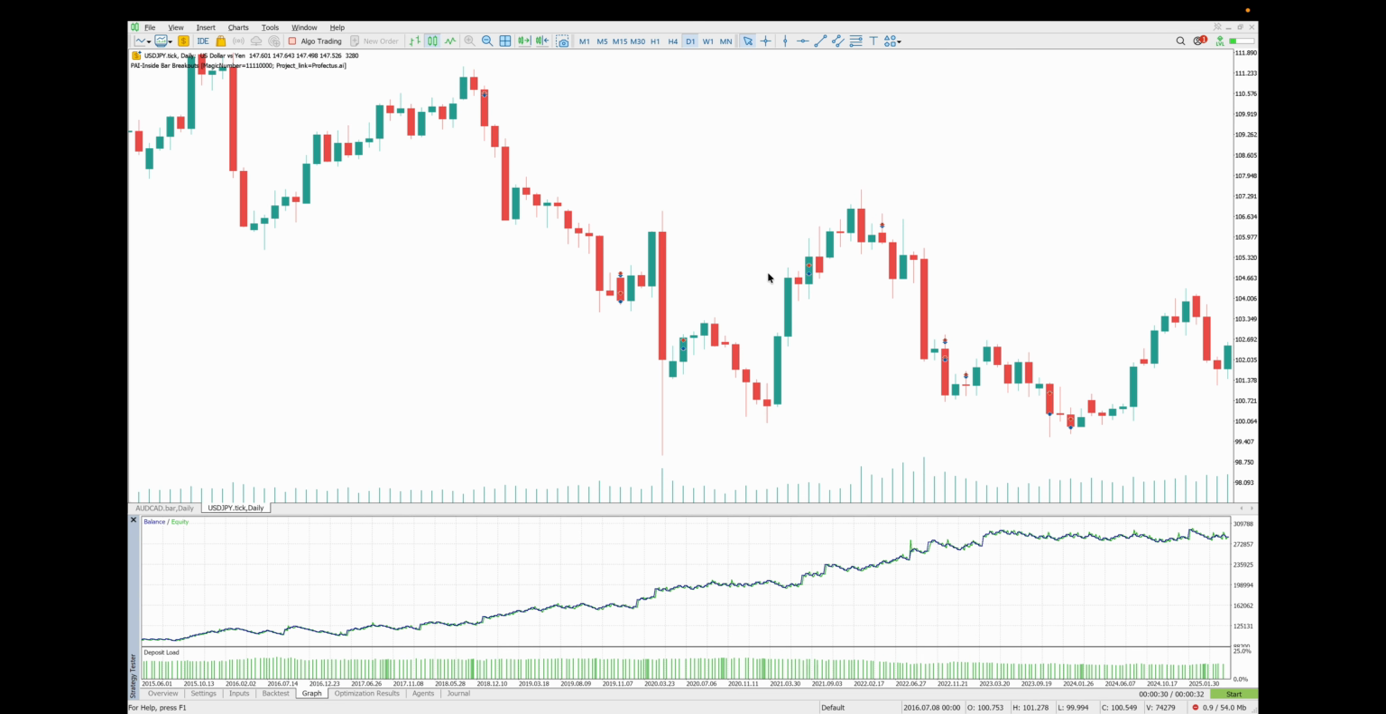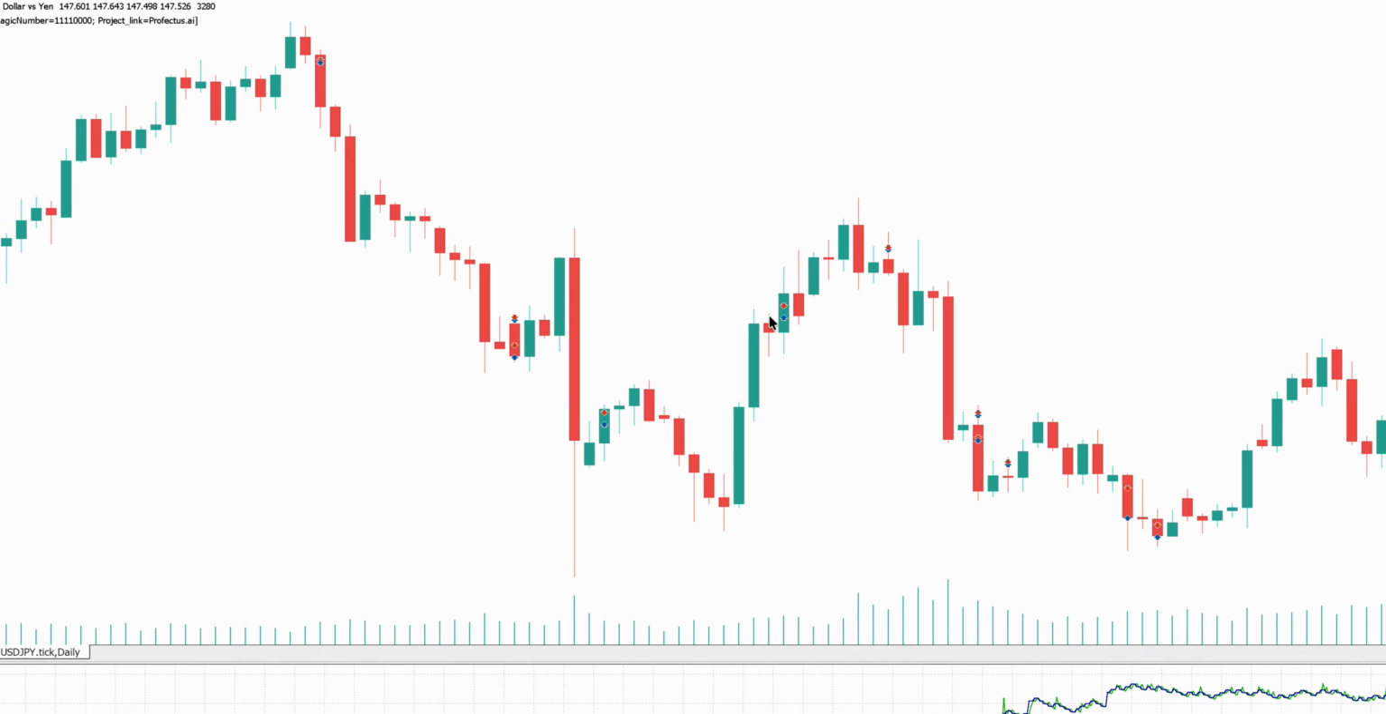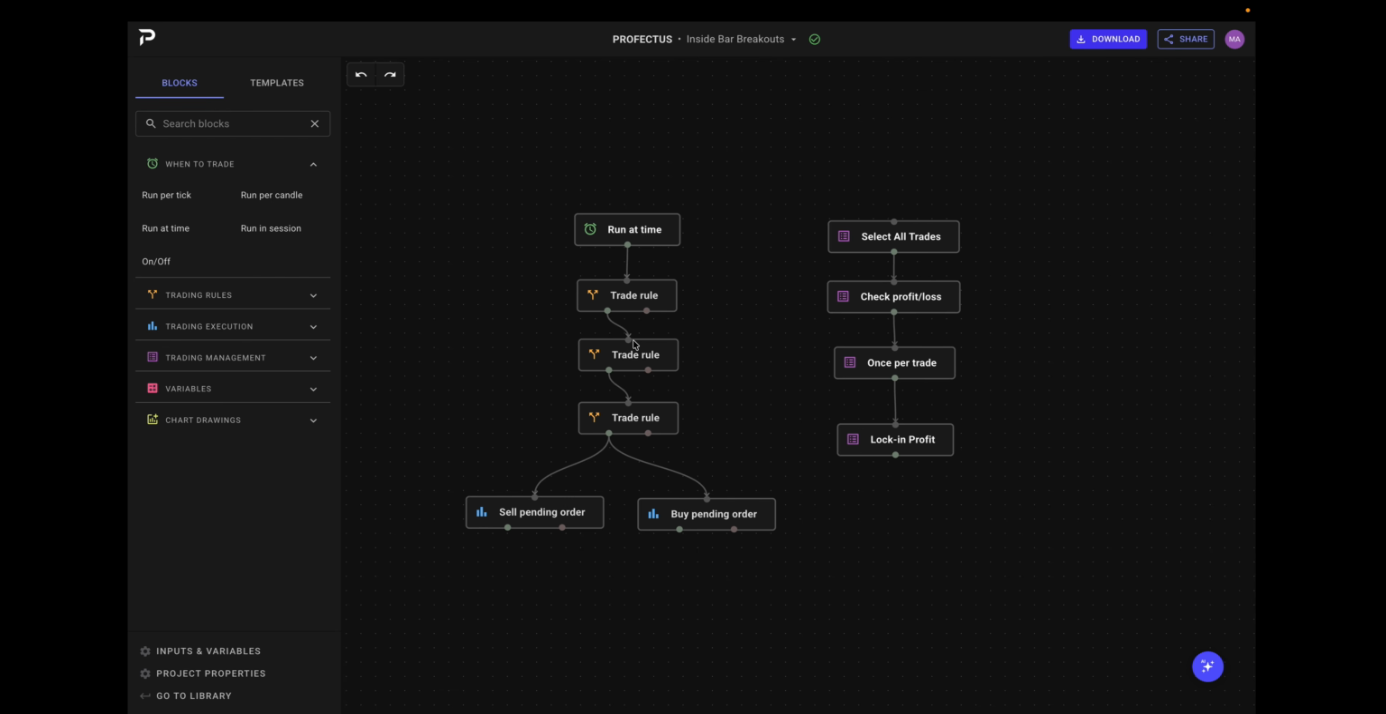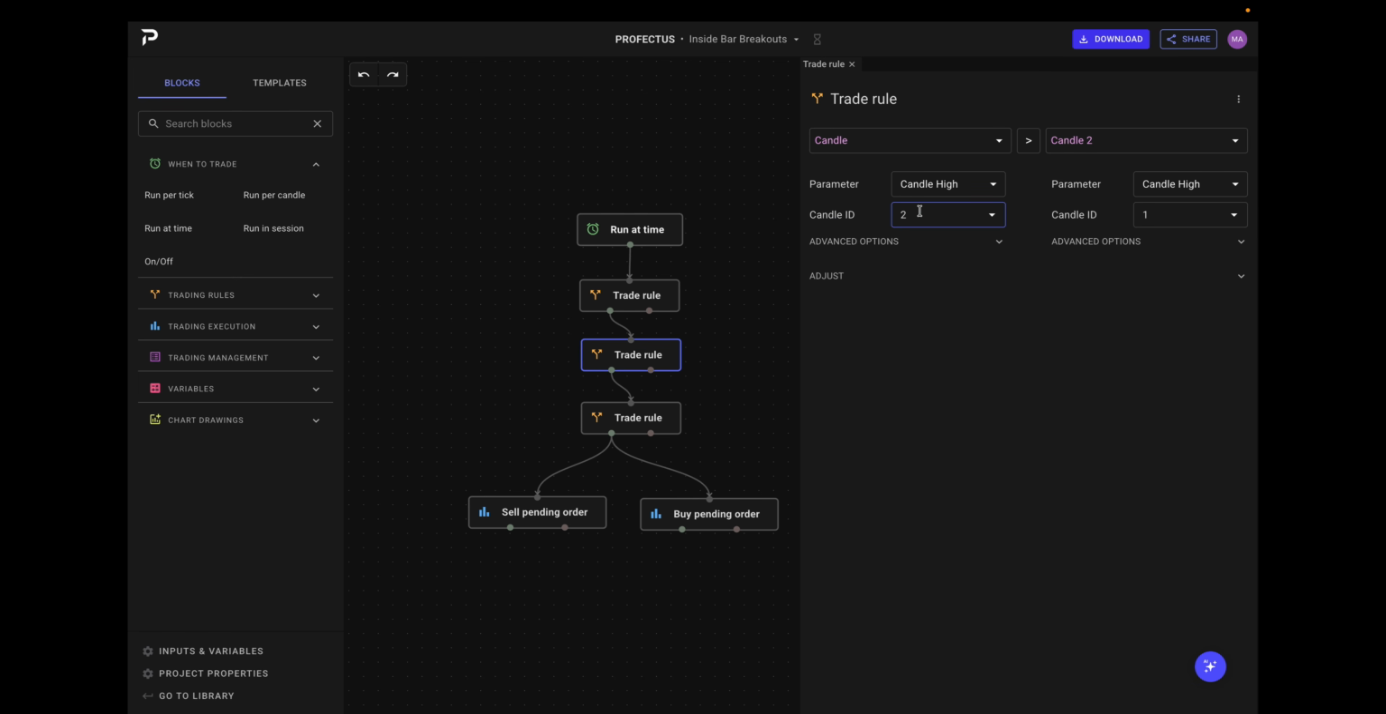If we go back to the charts here, you can see that this is indeed an imbalance. And this wick of candle 1 and this candle 2, at that moment of time, this high is lower than that one, and this low is higher than that one. And that's exactly what we asked here in Profectus. Check if the candle high of 2 is higher than the candle high of 1, okay? And then if that is true, also the low needs to be lower than 1. So candle 2 in general is just a very big candle compared to 1, and therefore 1 is an inside bar.